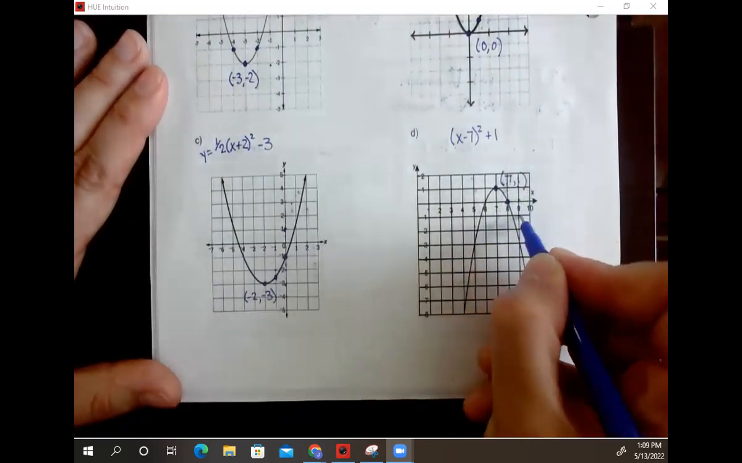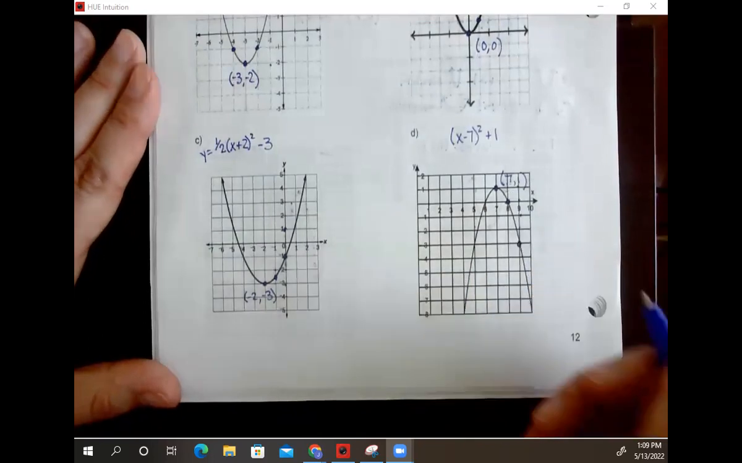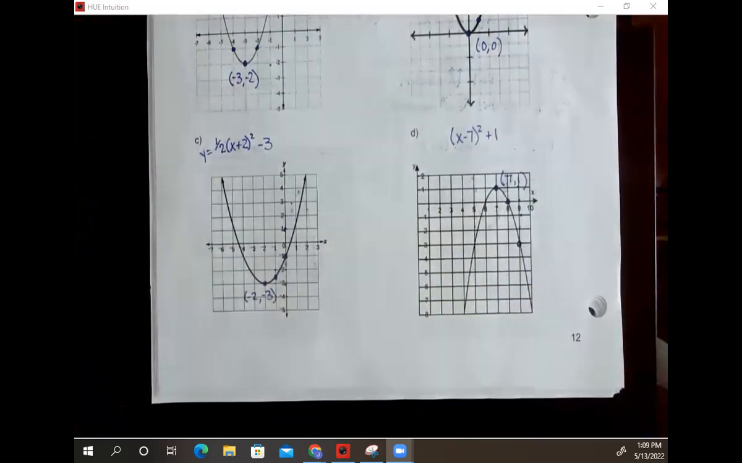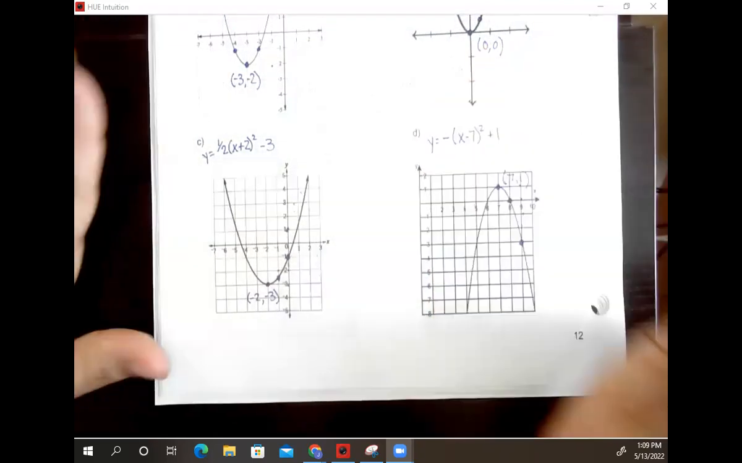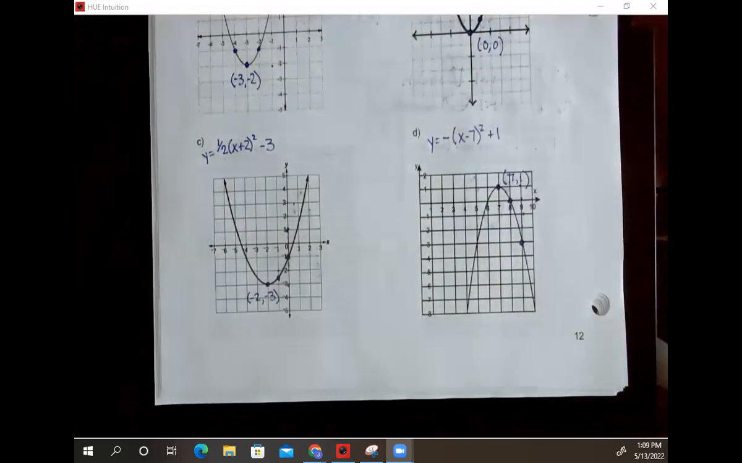Out 2, down 1, 2, 3, 4. So the shape is maintained. It's just flipped upside down. So we would have a negative lead coefficient here. Just the negative sign is fine, or -1 if you'd rather. Questions for me?